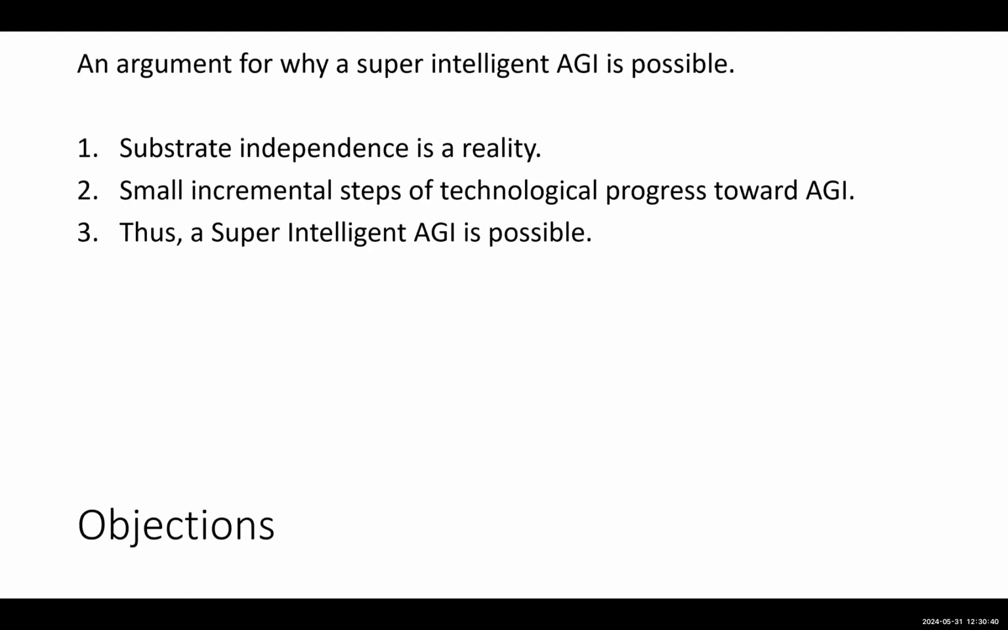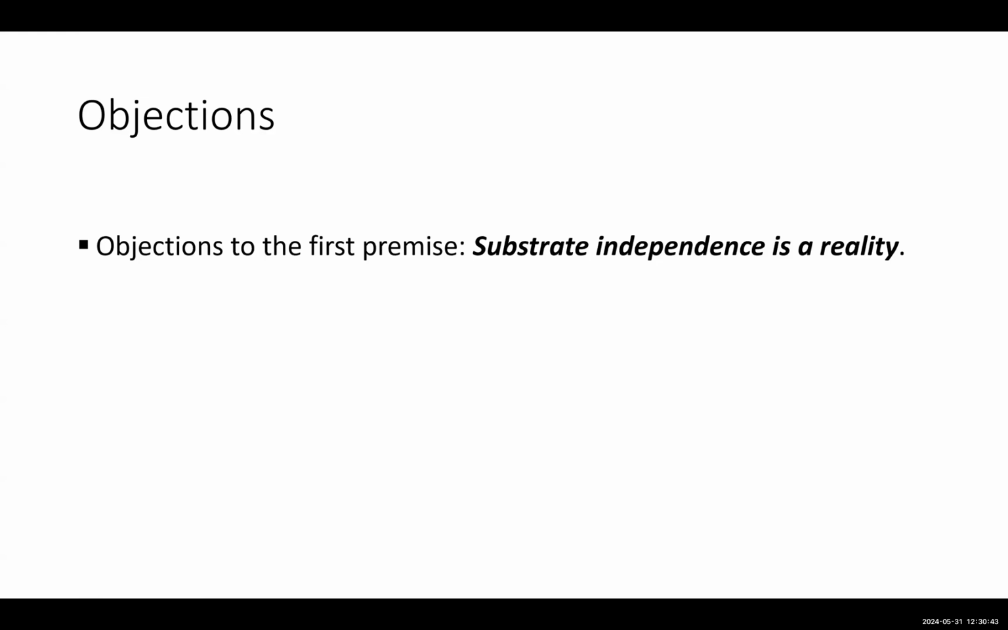So now let's consider some objections. The first objection we might consider is an objection to the first premise, the premise that says that substrate independence is a reality.